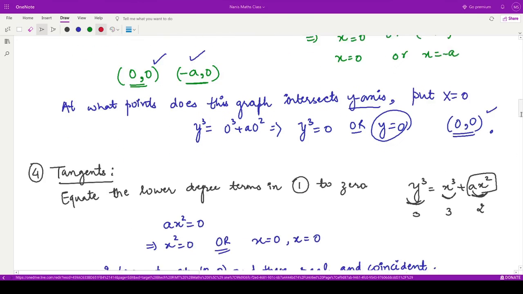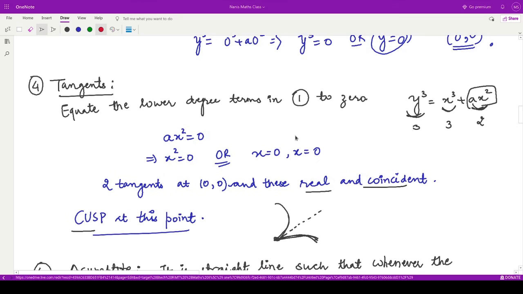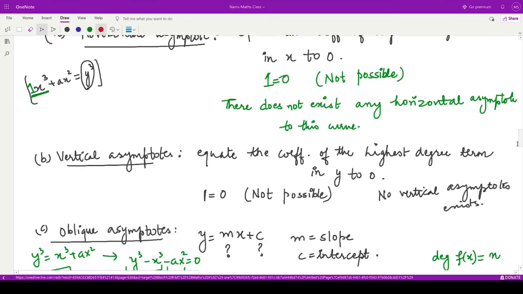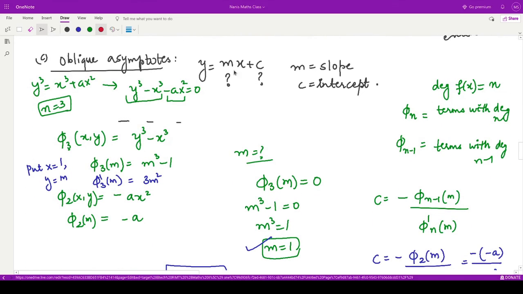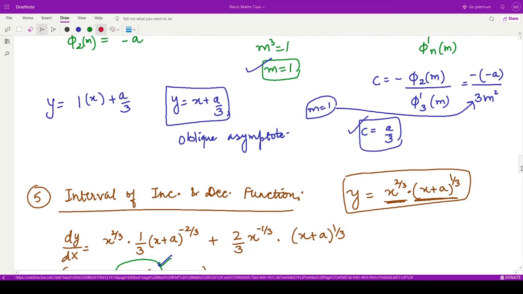And then we saw the tangents corresponding to these points. The tangents here correspond to x is equal to 0 and x is equal to 0. So we have real and coincident tangents, and we found the cusp at this particular point. Then we saw the asymptotes to this curve. There were no horizontal and vertical asymptotes, whereas we had oblique asymptotes. So we found the values of m and c using the formula. So we obtained the asymptote as the line y is equal to x plus a by 3. This was the oblique asymptote.